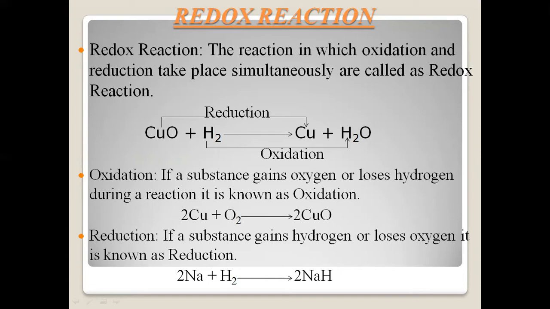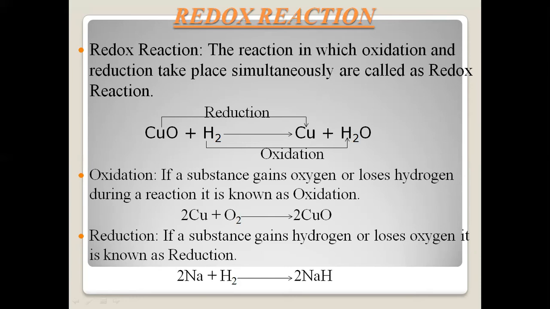Reduction reaction. The process in which either oxygen is removed or there is a gain of hydrogen, such a reaction is termed a reduction reaction. For example, sodium reacts with hydrogen to form sodium hydride. Here, the sodium gains hydrogen, so it can be termed a reduction reaction.